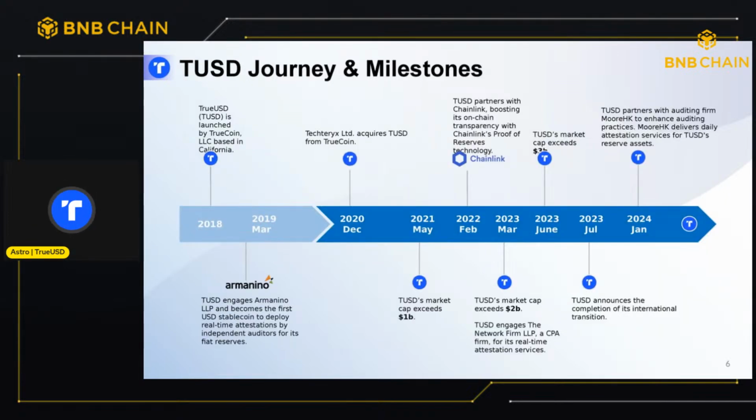So, how did TUSD become the pillar of stability and reliability that it is today? Here's an overview of the TUSD journey and the significant milestones throughout the years. The TUSD story started in 2018, when it was launched by TrueCoin LLC based in California. In March 2019, TUSD broke new ground by engaging Armanino LLP, becoming the first USD stablecoin with real-time attestations by independent auditors. With this milestone, TUSD set a new standard for transparency and accountability in the crypto space.